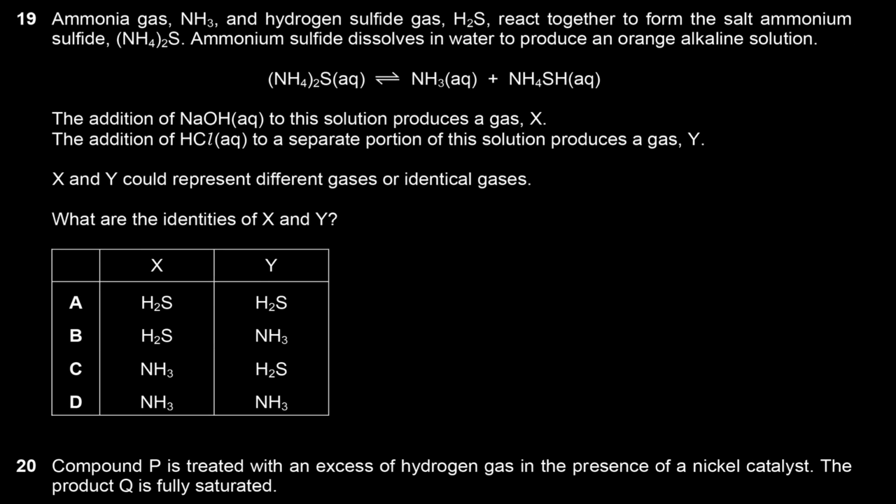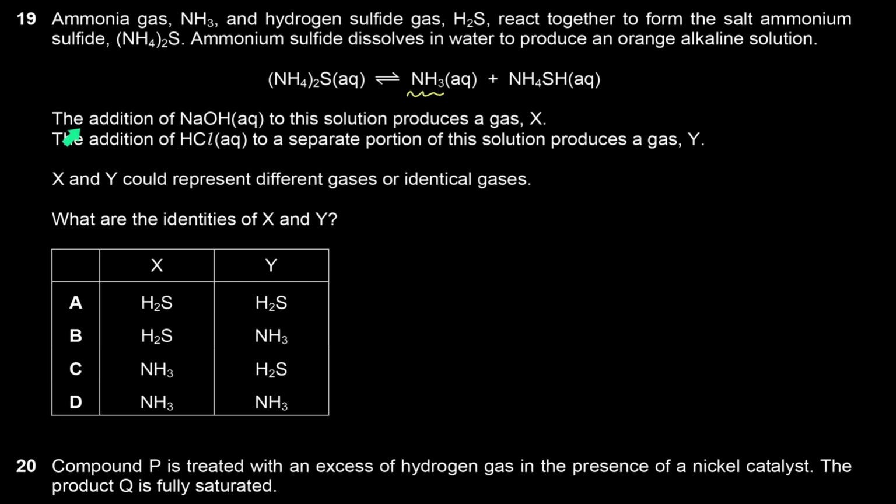Ammonia gas, NH3, and hydrogen sulfide react together to form the salt ammonium sulfide. Ammonium sulfide dissolves in water to produce an orange alkaline solution. It's alkaline because of NH3, hence this is dissolving in water to give us an alkaline solution. The addition of NaOH to this solution produces a gas X. The addition of HCl aqueous to a separate portion of the solution produces a gas Y. X and Y could represent different gases or identical gases. What are the identities of X and Y?